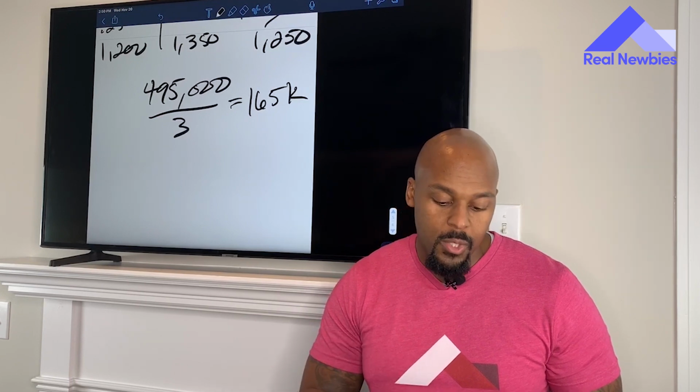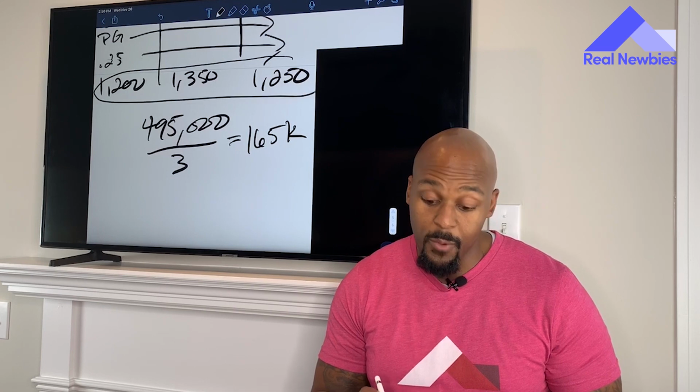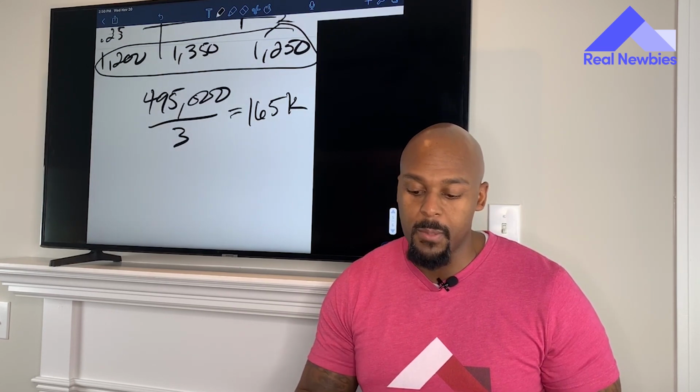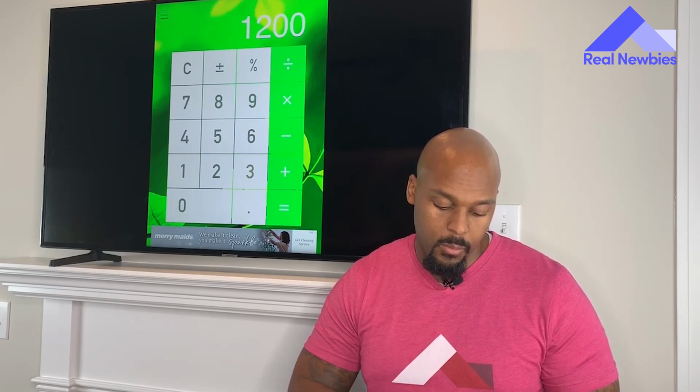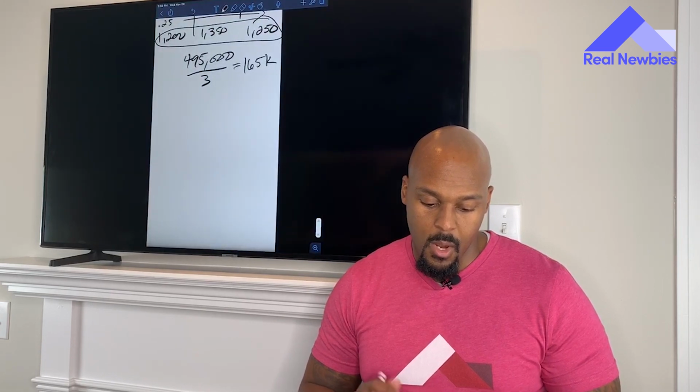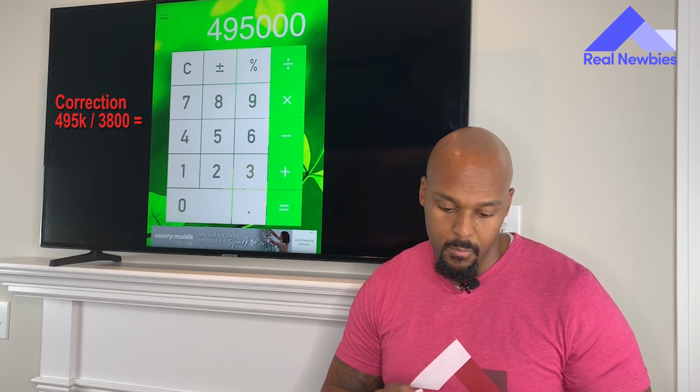All right, so we have that. Now you want to take all of these square footages and add them together: 1,200 plus 1,250 plus 1,350 gives us 3,800. Then we take our prices added together, 495, and divide that by 3,800, and that's going to give us a price per square foot. So 495 divided by 3,800 is 130.26. That is our average price per square foot.